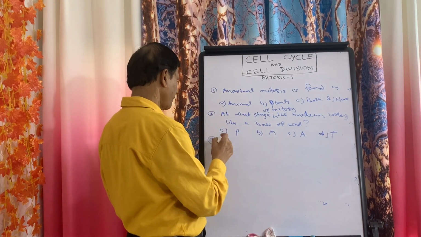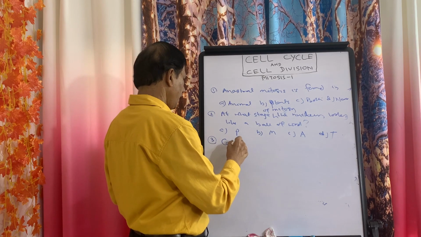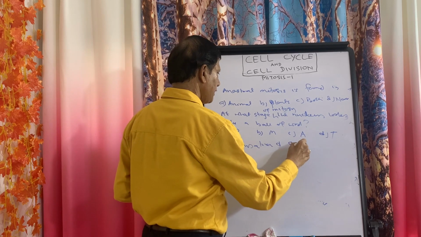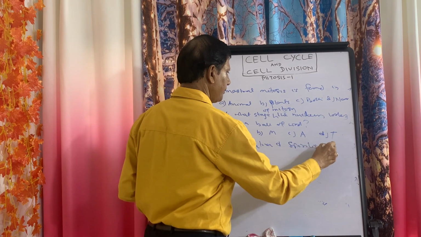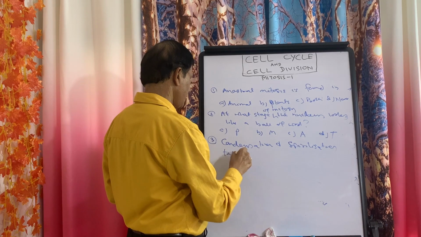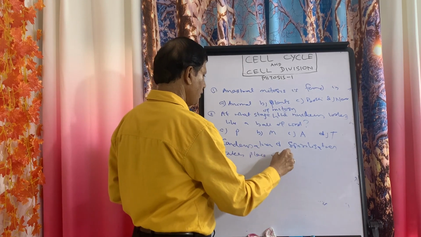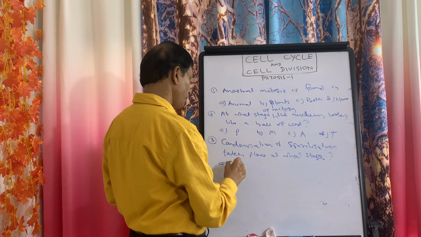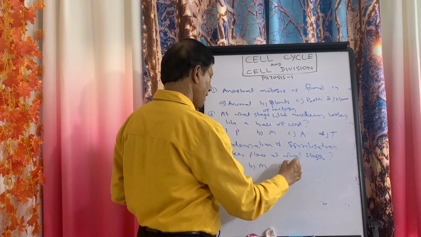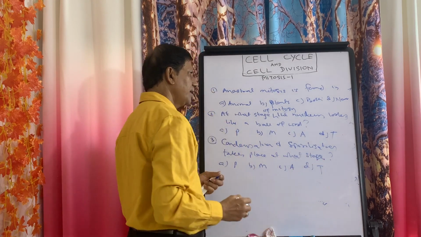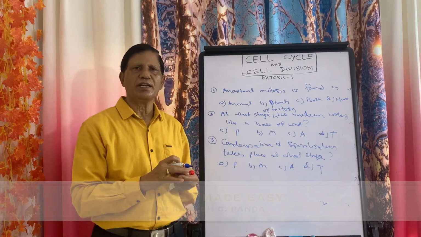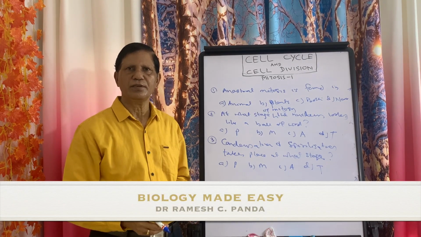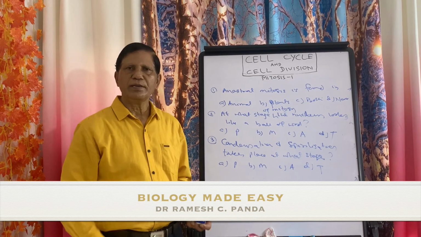Next question you can write: condensation and spiralization takes place at what stage? Again here, prophase, metaphase, anaphase, and telophase. So these are the types of questions that are usually asked in different examinations like NEET, NIGER, and all other examinations. I hope you will be able to answer these questions.